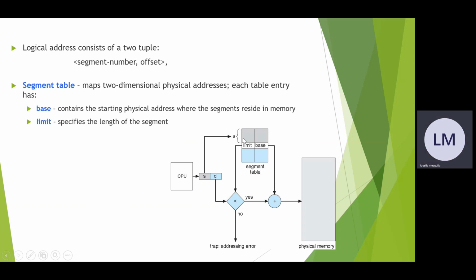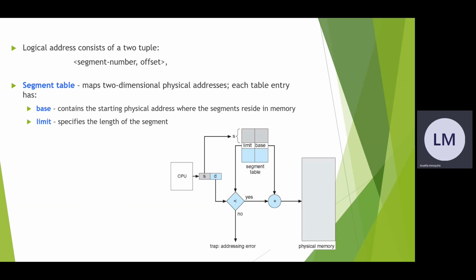Each entry in the segment table has two values: a segment base and a segment limit. The base contains the starting physical address of where the segment resides in memory, and the limit specifies the length of the segment.